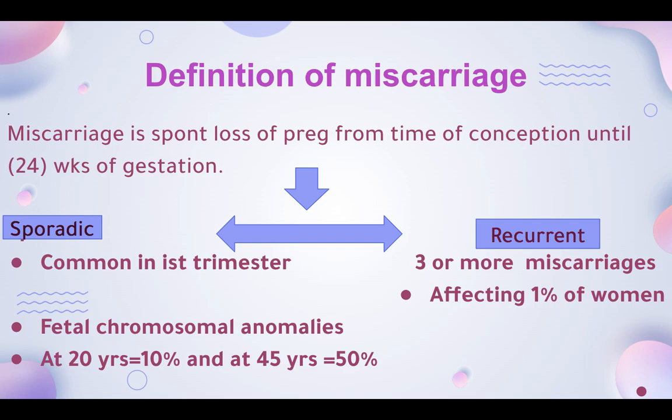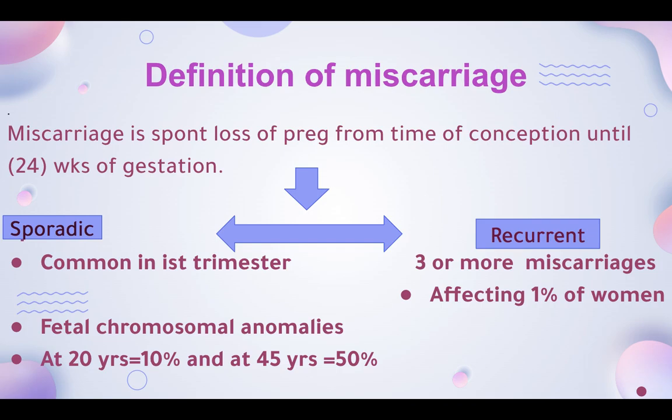After miscarriage, let's go ahead. In this guideline, they have described sporadic miscarriage and recurrent miscarriage. As everyone knows, a sporadic miscarriage is one that happens spontaneously on its own. It is usually common in the first trimester, and fetal chromosomal anomalies are the most common cause of sporadic miscarriage.